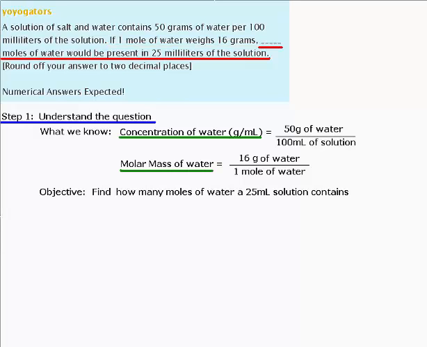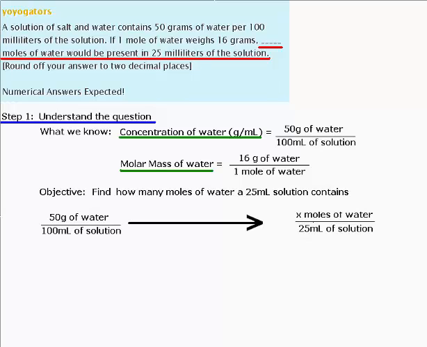Now, the objective of the problem is to determine how many moles of water would be present in 25 milliliters of the solution. In other words, based on our understanding that there are 50 grams of water for every 100 milliliters of solution, we're trying to convert that into some value x moles of water per 25 milliliters of solution.